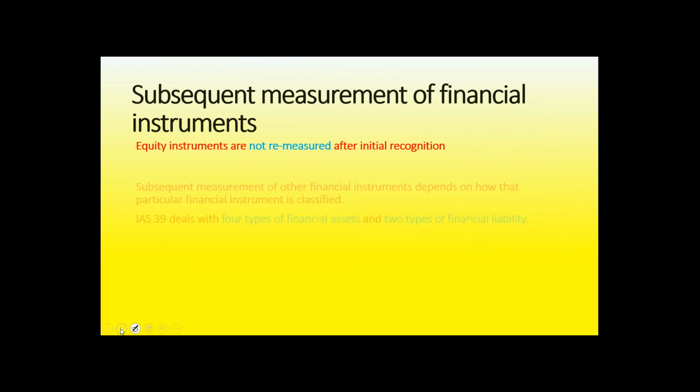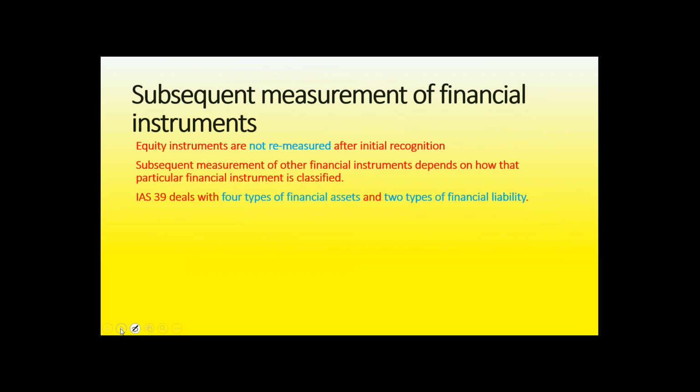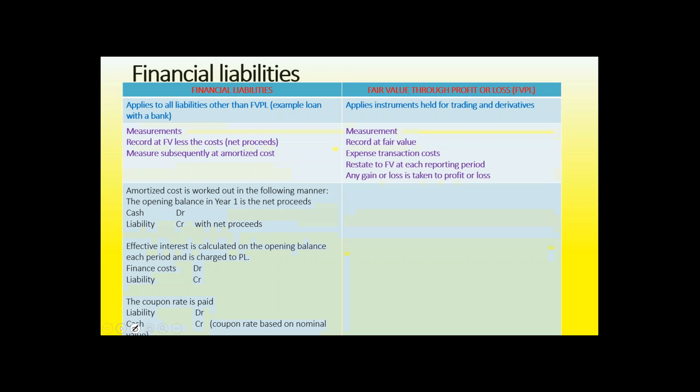So we will be looking at some questions. Subsequent measurement depends on how that particular item is classified, with 4 types of financial assets and 2 types of financial liability. Financial liabilities we were discussing last time. Financial liabilities are generally all liabilities other than fair value through profit or loss. For example, a bank loan is a financial liability. Basically short-term loans that we trade are what we call fair value through profit or loss.